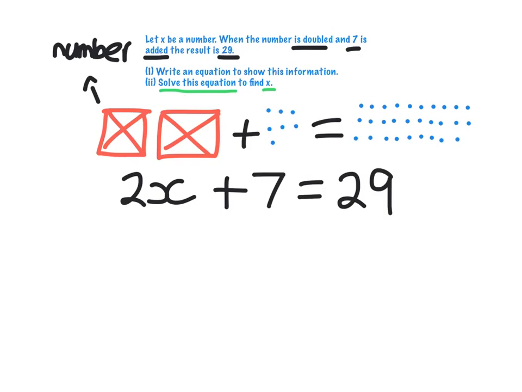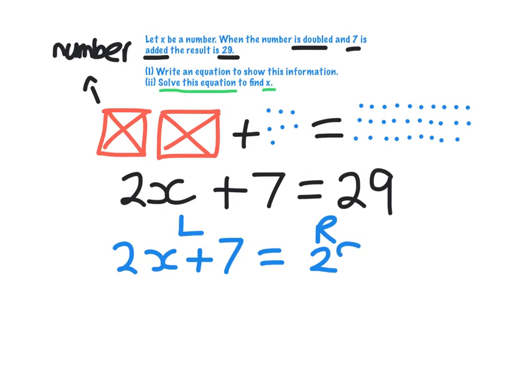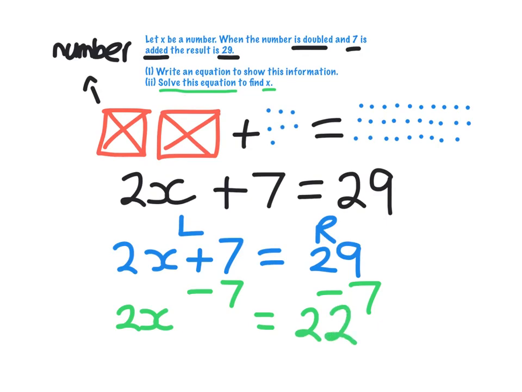So on my left hand side, I have 2x plus 7, so a letter and a number, and on my right I have 29, a number. So I want my letters on the left and my numbers on the right. So this plus 7 here has to go. So the opposite of plus 7 is minus 7. So I'm going to take minus 7 from both sides. So I end up with 2x plus 7 minus 7 gives me 0, is equal to 29 minus 7, which gives me 22. And I'm going to do the same thing up the top with my pictures, okay?